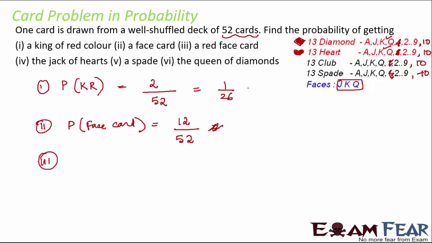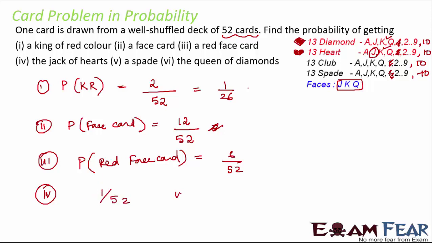Third question says a red face card. So how many red face cards do we have? Jack, king, queen, jack, king, queen. So total 6. So probability of getting a red face card would be equal to 6 upon 52. Number 4. Probability of getting the jack of hearts. So what is the favorable outcome? Only 1, because jack of heart. So only for the heart you will have just 1 jack. So this would be 1 by 52.